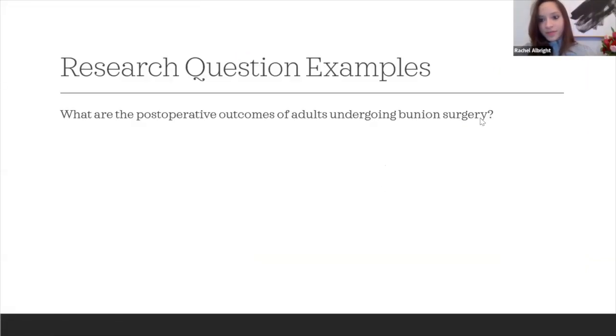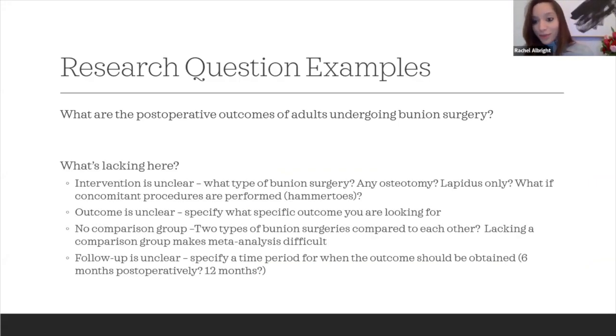So here's an example of a research question. What are the postoperative outcomes of adults undergoing bunion surgery? Some of you might think this is a bad question. Some might think it's a good question. I think there's some issues with it. So these are the issues I think are present here.